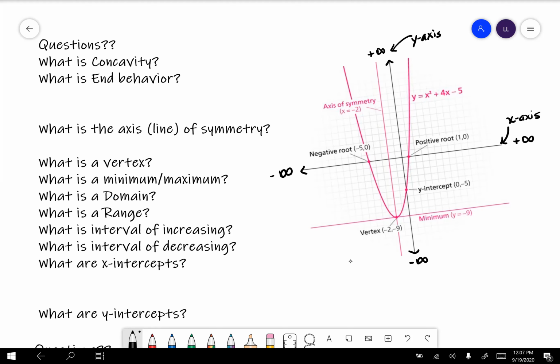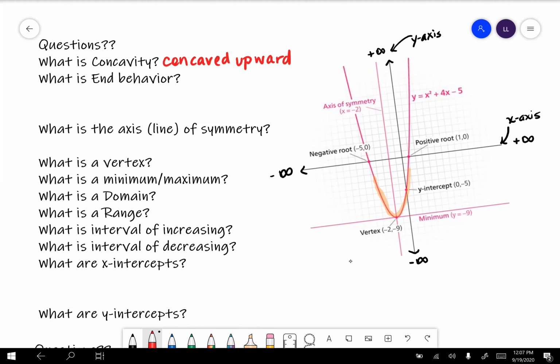Now that we talked about that, we can talk about concavity. The concavity of this graph is the shape of the U, the direction of the U. So a parabola has a U shape, and in our case, it looks like it's going upward. So our graph is concave upward.